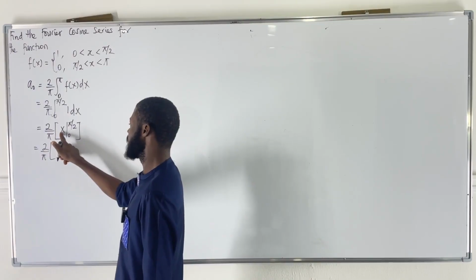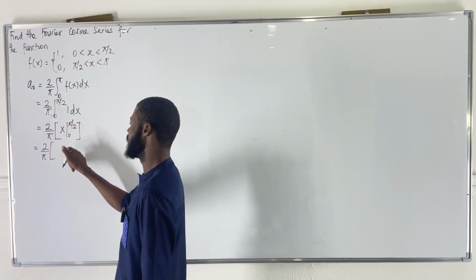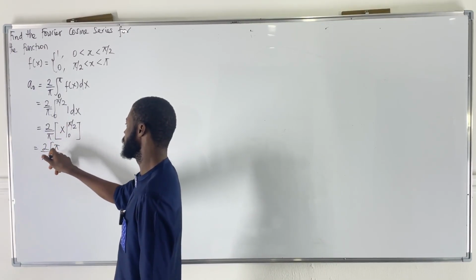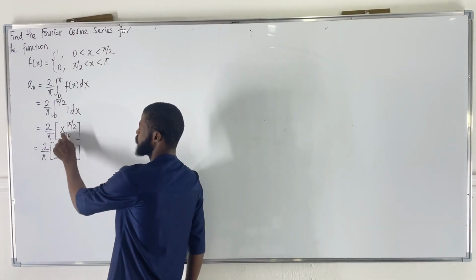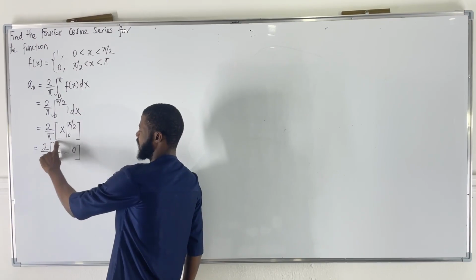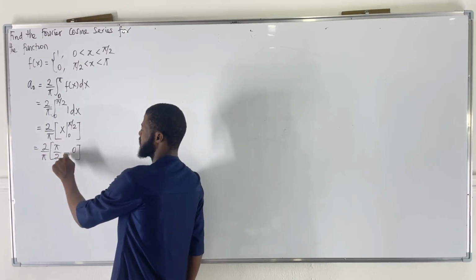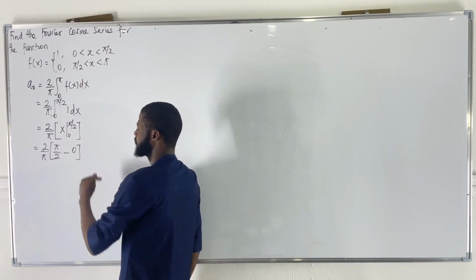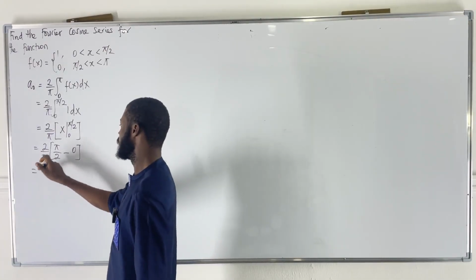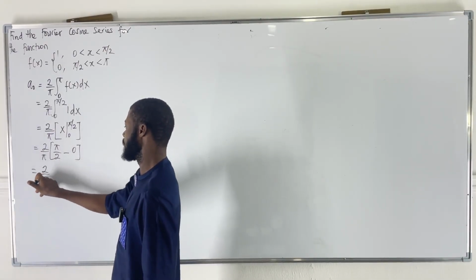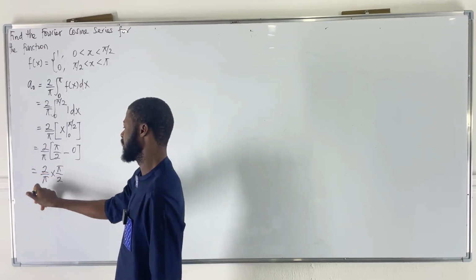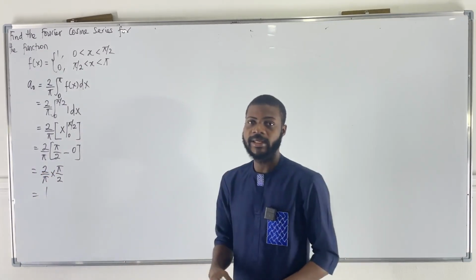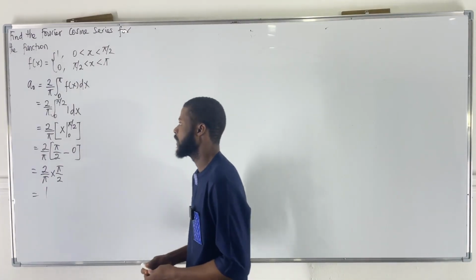Then this x value is going to be taking up the limit. So this will be pi over 2 minus 0, because anywhere you see x, you put pi over 2 for the first time. That's the upper limit. Then the second time, you put x as 0. Now, what would then happen? This will be 2 over pi times pi over 2, and everything here will give us 1. So a naught is 1.